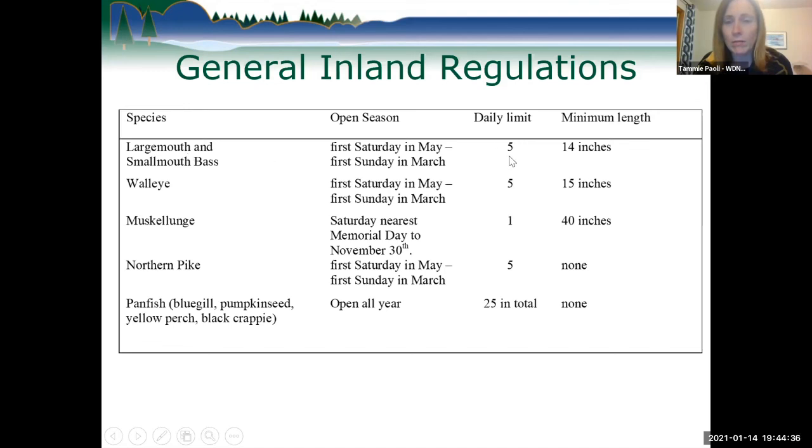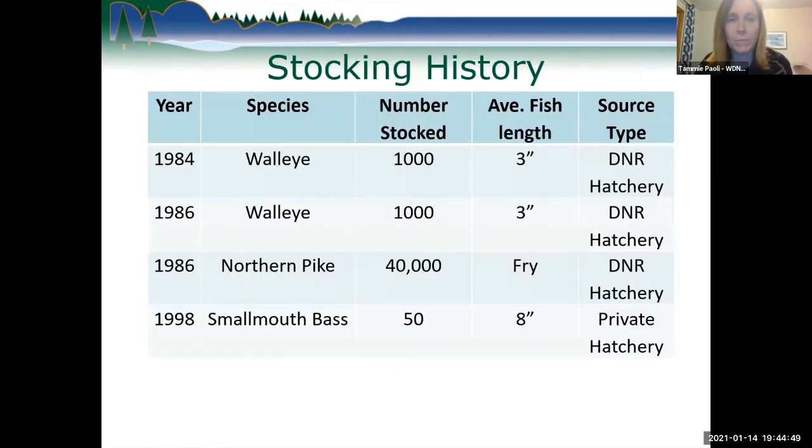Our daily limit is 5 bass, 14 inches or greater, and I'll talk a little more about that later on. But for the rest of the species, this is what the general inland regulations are. There are no special regulations on the lake at this time.